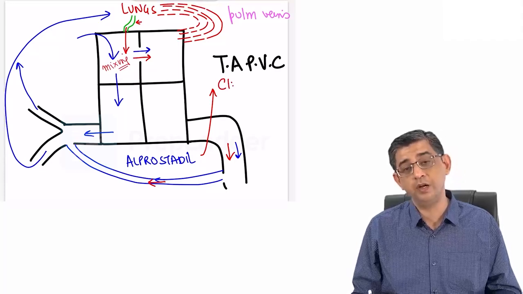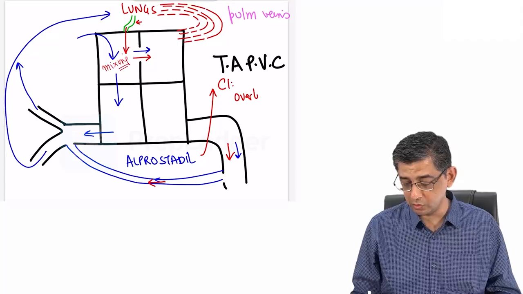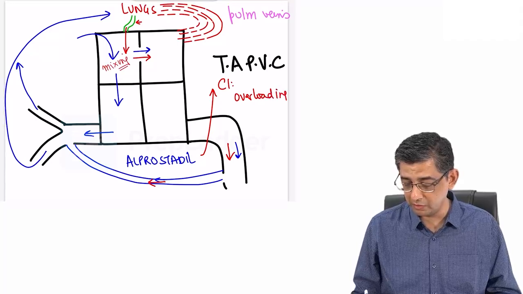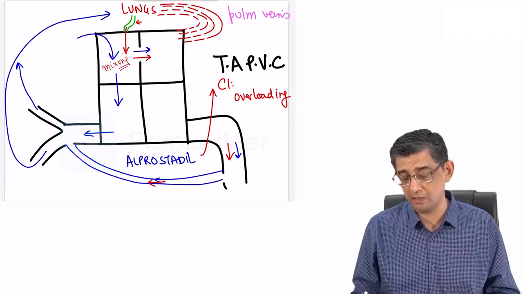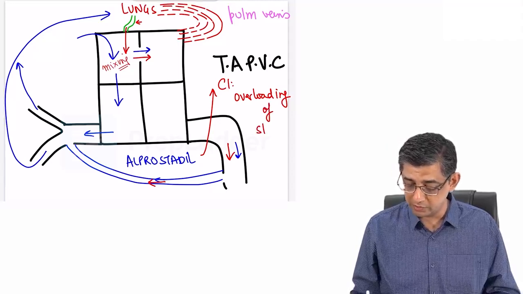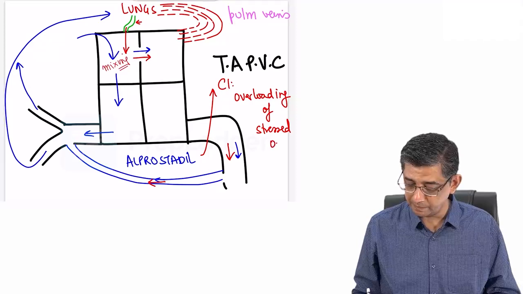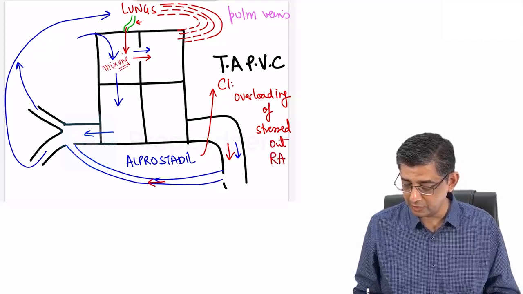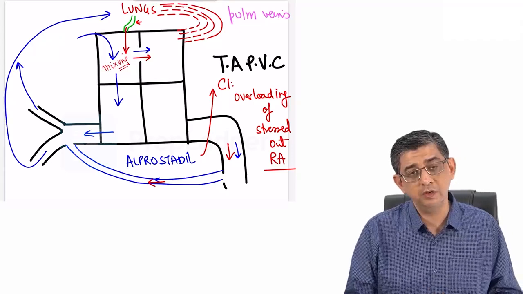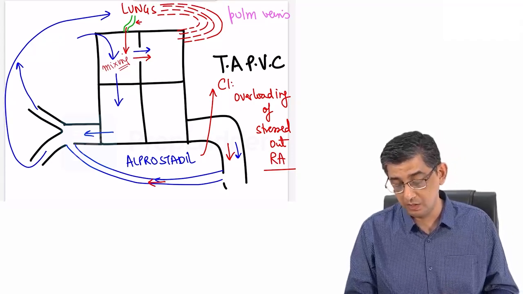Why alprostadil is contraindicated in this case is because it will cause overloading. You can see already when I had drawn the diagram, there was overloading of the right atria. Now there is overloading of the stressed out right side of the heart. There is overloading of the right chambers per se, because of which it will not give any survival advantage.